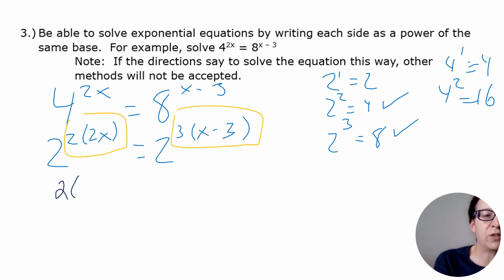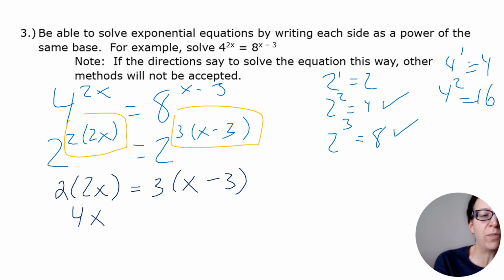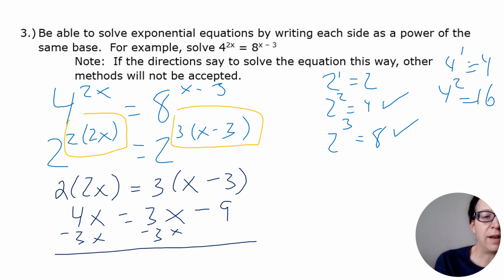And so we would have 2 times 2x is equal to 3 times x minus 3. You can have different kinds of equations here, but we typically keep them linear. So I'll go ahead and distribute. I have 4x equals 3x minus 9. We'll subtract the 3x from both sides, and in this case, I get x is equal to negative 9. Yay.